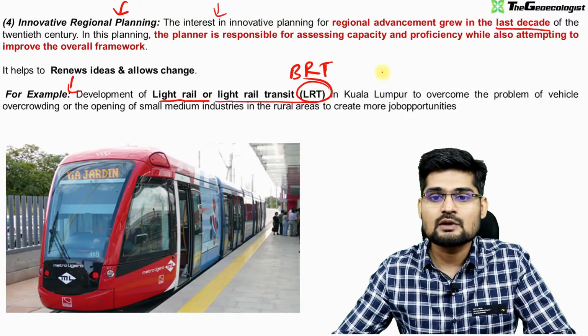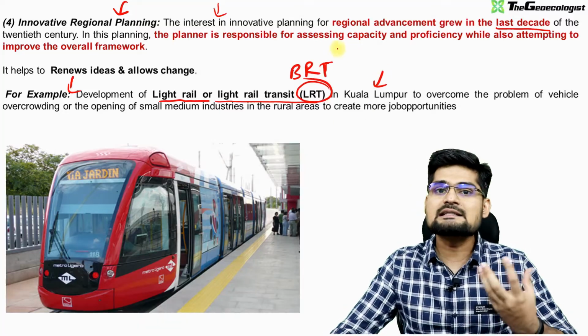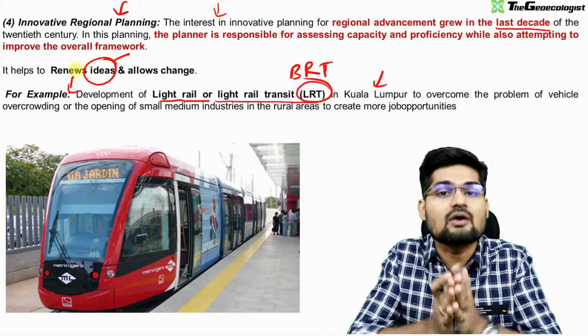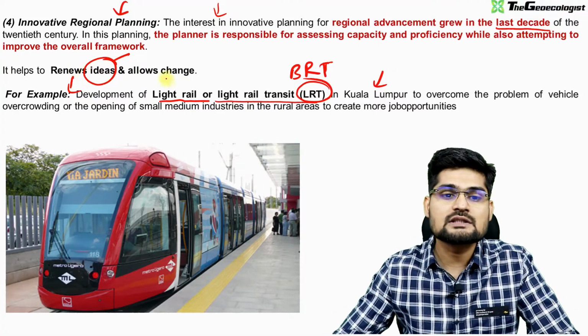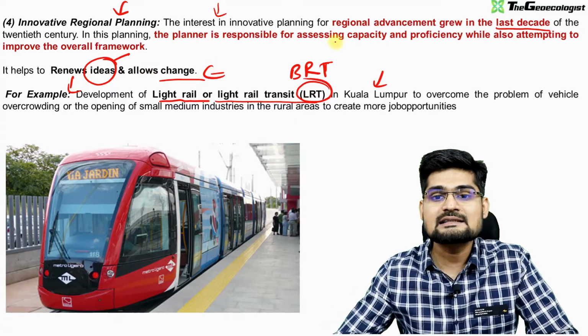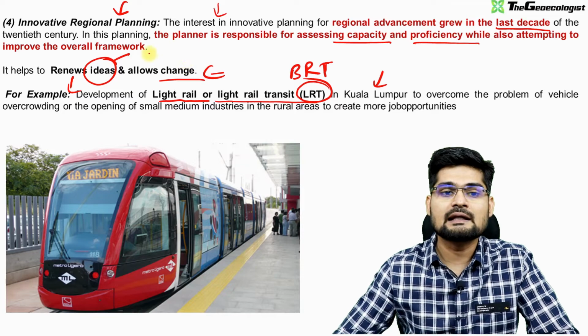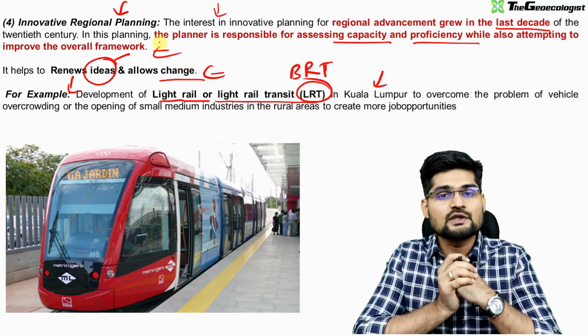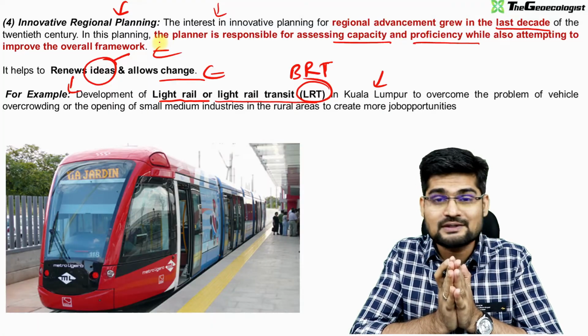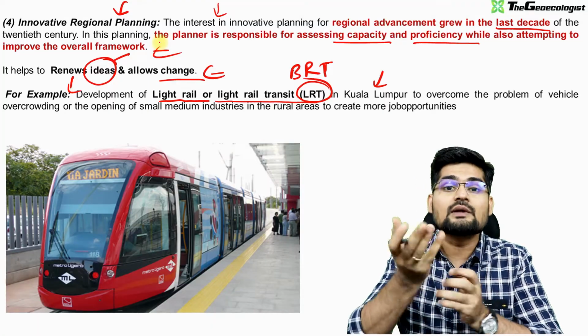We observe this in the Kuala Lumpur example. This aims at renewal of these ideas through integration of technology, and it also allows a change and leads to capacity building, assessing the capacity and proficiency and attempting to develop or improve the overall framework of a region. This kind of planning is very important in today's world where people are growing, right?